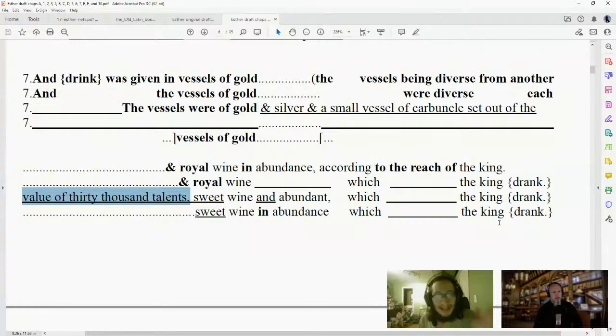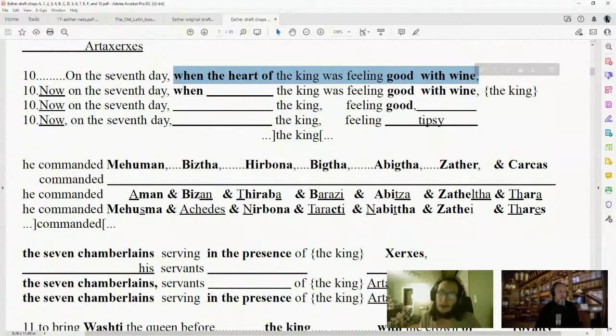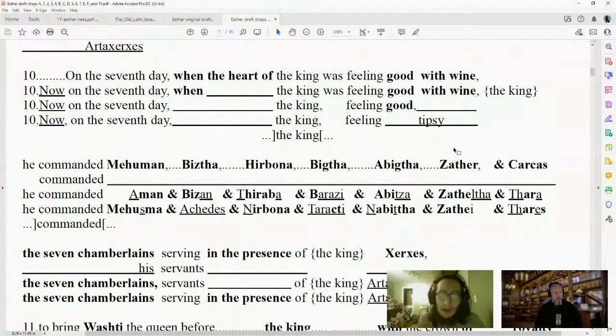Now, the Septuagint consistently shortens special phrases that are what you might call Hebrew idioms. So if you go to verse 10, it says, on the seventh day, the king, the Septuagint, was feeling good. The Masoretic text more fully says, on the seventh day, when the heart of the king was feeling good with wine. That is a Hebraism, good with wine. So the Septuagint reading, the shorter reading, is more explainable as an alteration to remove a foreign language thing that Greeks aren't used to. Feeling good with wine. That's a weird way to say it.